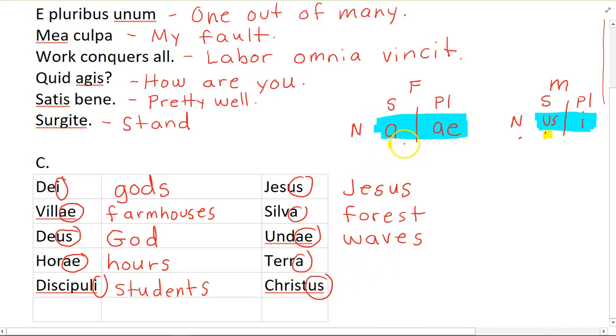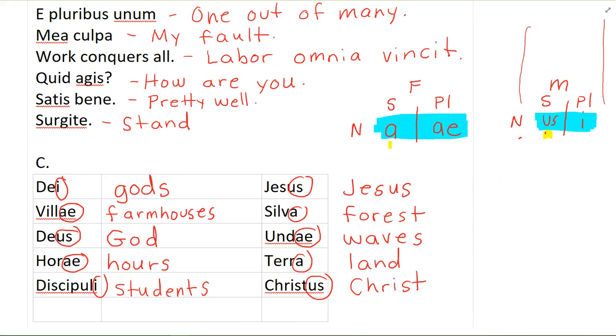Terra would be one, what? One land. Earth, ground, land, terra. Christus is one, over here, singular, Christ. So hopefully that made a lot of sense to see if they're plural, they're on the E side or the I side, or if they're singular, they're on the A side or the U side, now that we have masculine and feminine words. All right, that's all for this lesson.